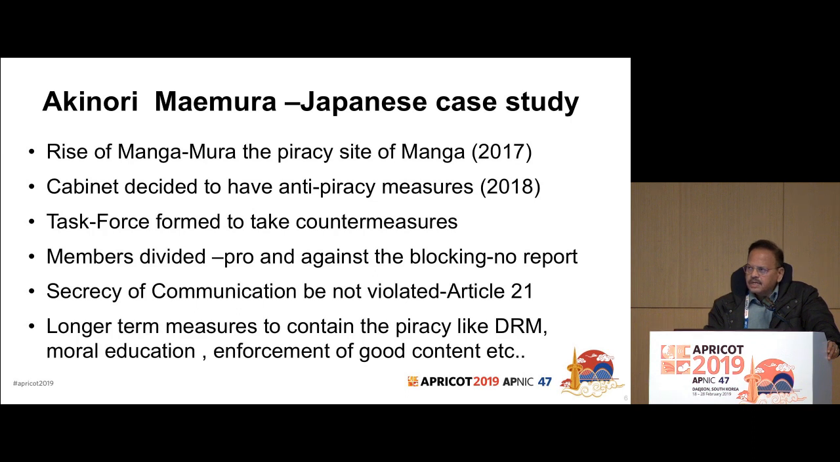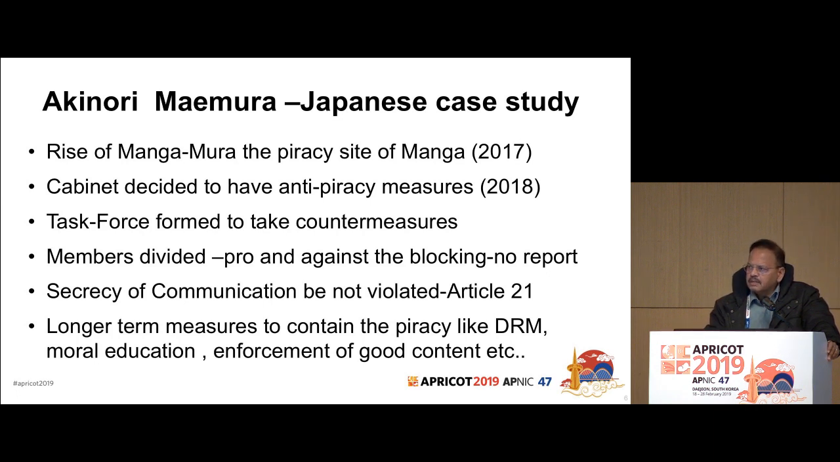But although the members held seven or eight meetings, at the end of the day they were divided on whether to block or not to block. They were not unanimous enough to come out with any report. Ultimately it was decided there should be no report, because they thought that even if they came out with a report, the Diet, their parliament, would take a pro-blocking attitude and may block the contents.